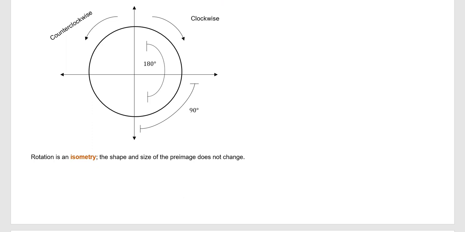Rotation is an isometry. The shape and size of the pre-image does not change. Okay, so only the position changes.